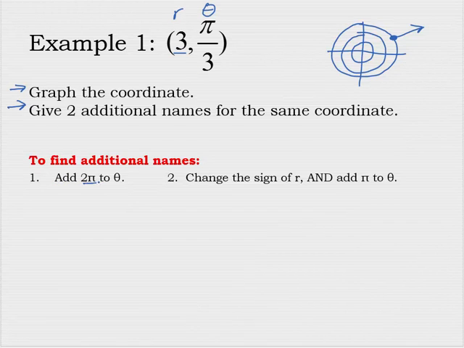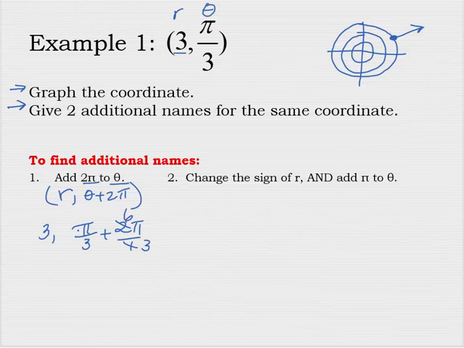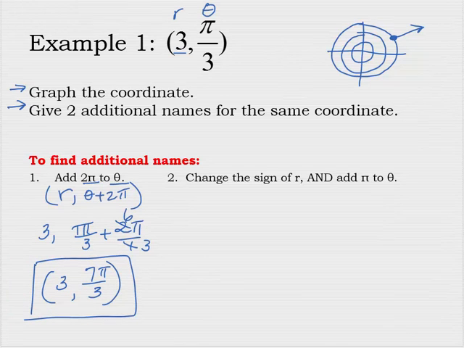Now, to find the two additional names, the first thing you're going to do is take your point and add 2 pi to theta. And on this first one, you're going to leave r alone. So r stays the same, and you have theta plus 2 pi. In this example, r stays 3, and my theta is pi over 3, but I need to add 2 pi to that. If you recall, when you add fractions, you have to have common denominators. So this becomes a 3, this becomes a 6. So 1 plus 6 is 7 pi over 3, and 3. So here's one new name for that same place on the graph.